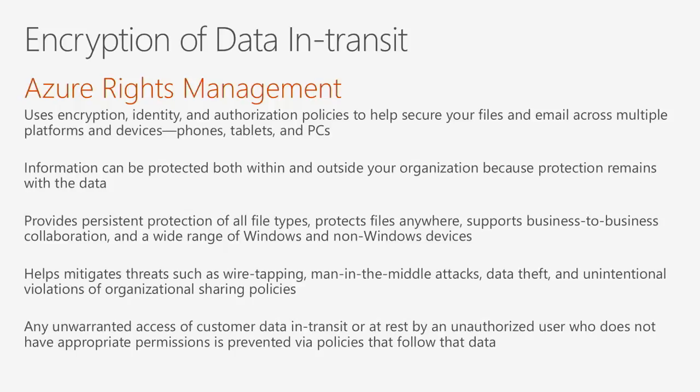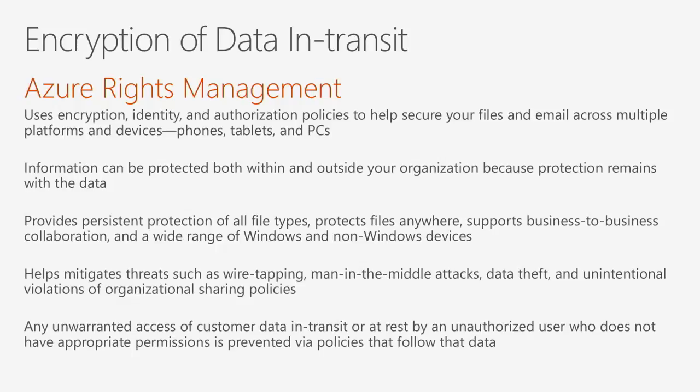So Azure Rights Management. This is using a combination of encryption, identity, and authorization policies to allow you to secure individual files on a one-by-one basis. And this allows these files to be encrypted and decrypted on basically any device, any tablet, any operating system, any mobile device that we support, and so forth. And one of the benefits of Azure RMS is the protection remains with the data. So that could be protecting data within your organization, or you may be sending files or documents outside your organization, and the protection remains with them.